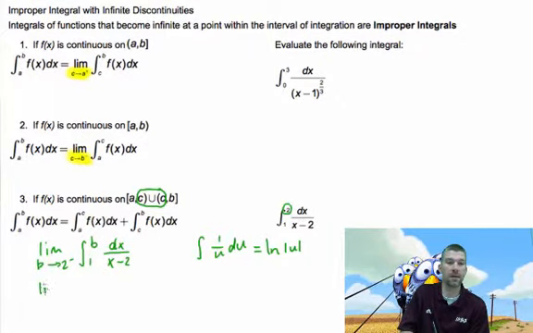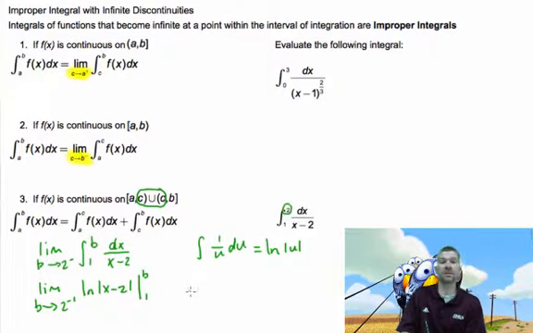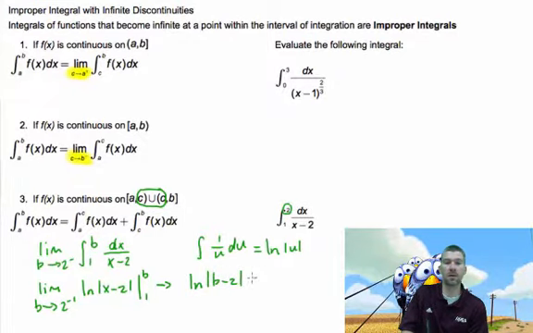So our limit then is going to be b approaches 2 from the left of the natural log of the absolute value of x minus 2 evaluated from 1 to b. And it's stop minus start. So this is going to be the natural log of the absolute value of b minus 2 minus the natural log of 1 minus 2.